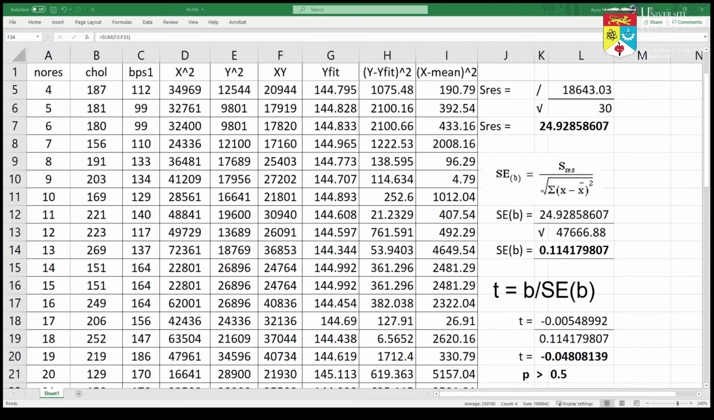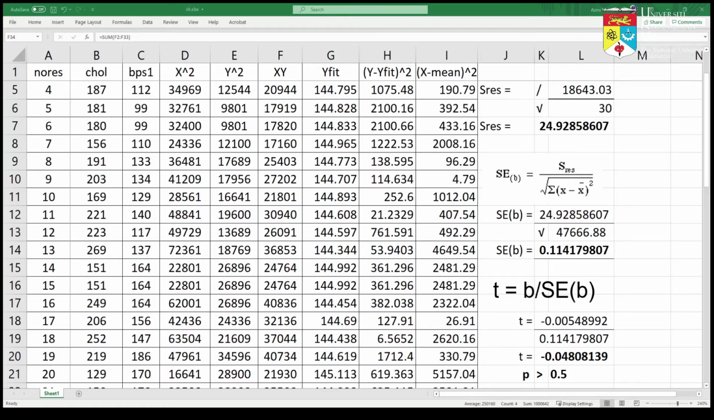So here you can see to convert from the standard error to become the t value, and then from the t value you can get the p value. From the t value you divide the b, the beta, the regression coefficient, by the standard error. So you get minus 0.05 divided by 0.11. You get a value of minus 0.048.